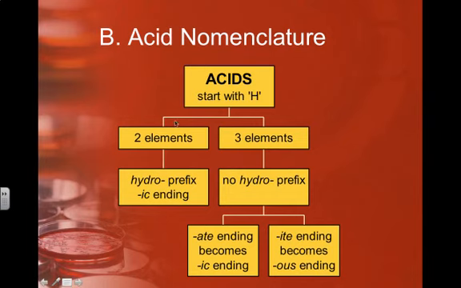Then you look to see how many elements are in it. If it's two elements, you're going to have a prefix of hydro, and your ending will change to ic acid. If you have three elements, no hydro prefix, and then you change the ending: if it ends in ate, it's ic; if it ends in ite, it's ous.